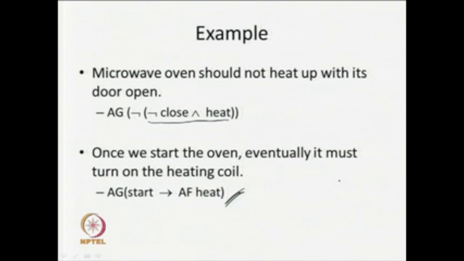If you look into the first property, it is simply based on atomic propositions. I have one atomic proposition close and one atomic proposition heat. So, we have to check in which states they are true or false, and depending on that I can look at the AG. And the second one, I have start and heat, again AF and AG. AG is involved in both. So, I am going to check the second property. The first one will be the simpler one, and you can check it yourself. We will see how I am going to check this particular second property.